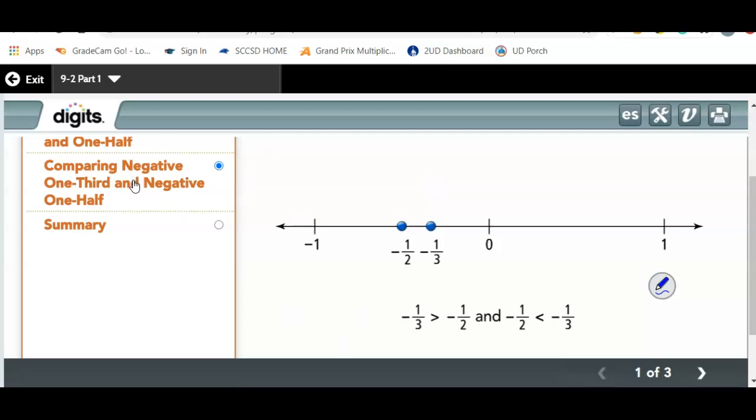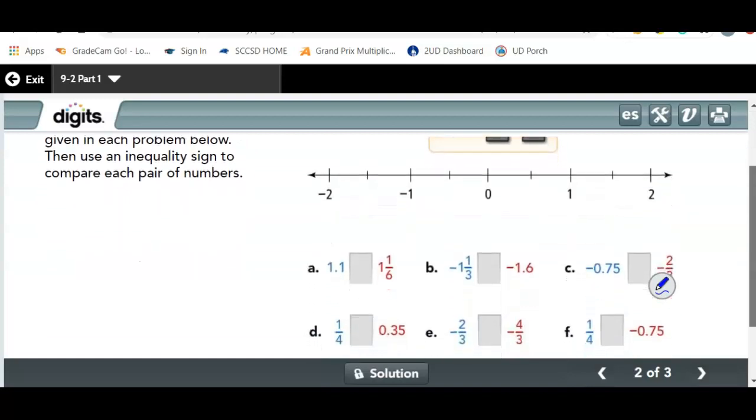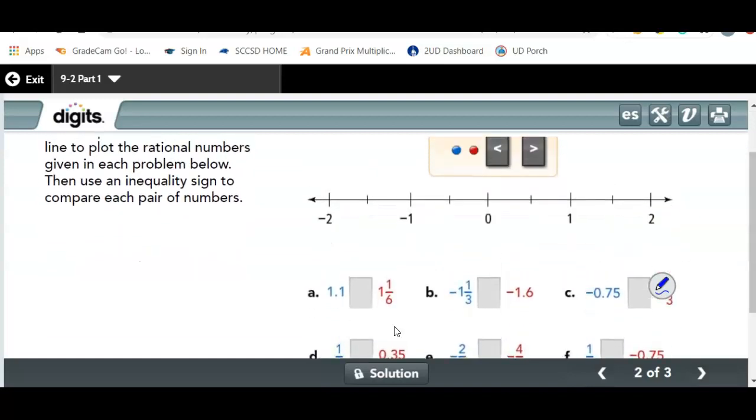When doing this, if you want to put the numbers on the number line and see which one's farther right, you can, unless you can just compare in your head. I don't really care which one you do. Okay, let's look at A. We'll do A together, and then I'll let you do the rest with the partners here.